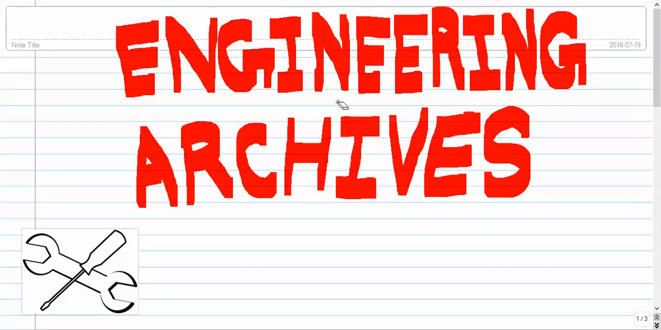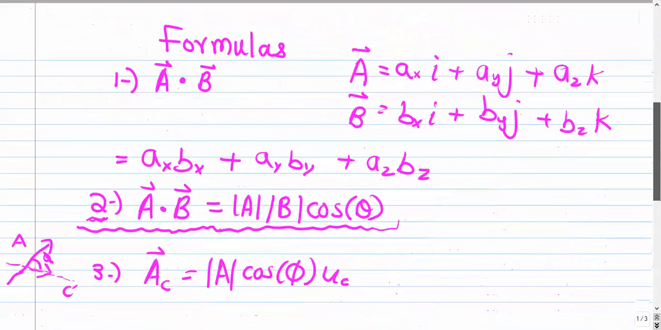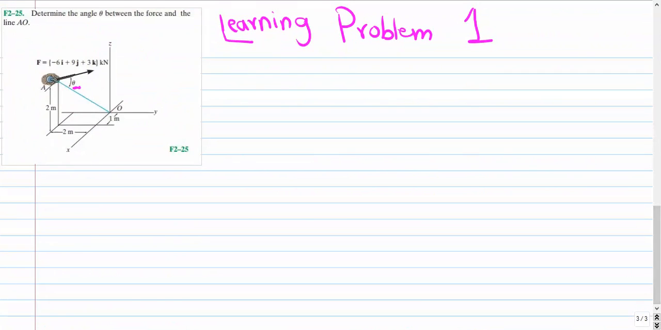Let us look at the first learning problem for the chapter dot product. This question says, determine the angle theta between the force and the line AO. So they want us to find the angle theta. In order to proceed with the solution for this question, we will be using one of the formulas that we discussed in the previous video.